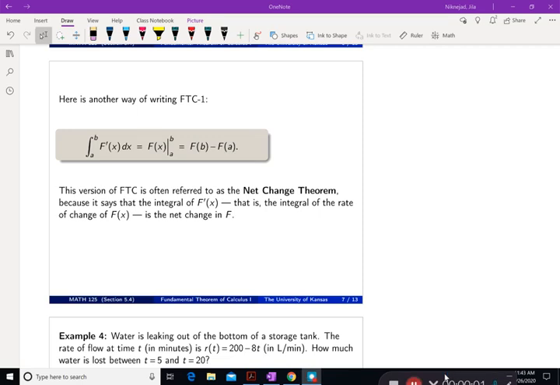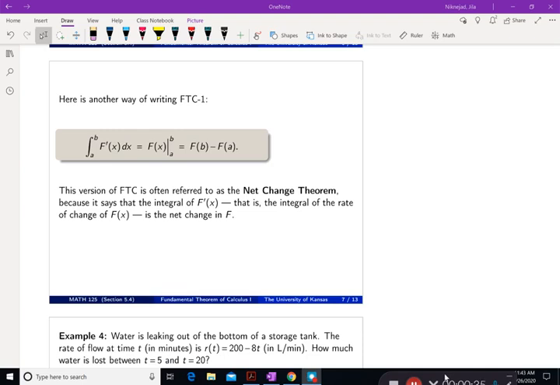We're continuing with section 5.4, and this time it's the net change theorem. So we're rewording fundamental theorem of calculus part 1 in this way. The integral from a to b of the derivative of capital F at x dx is equal to capital F at b minus capital F at a.